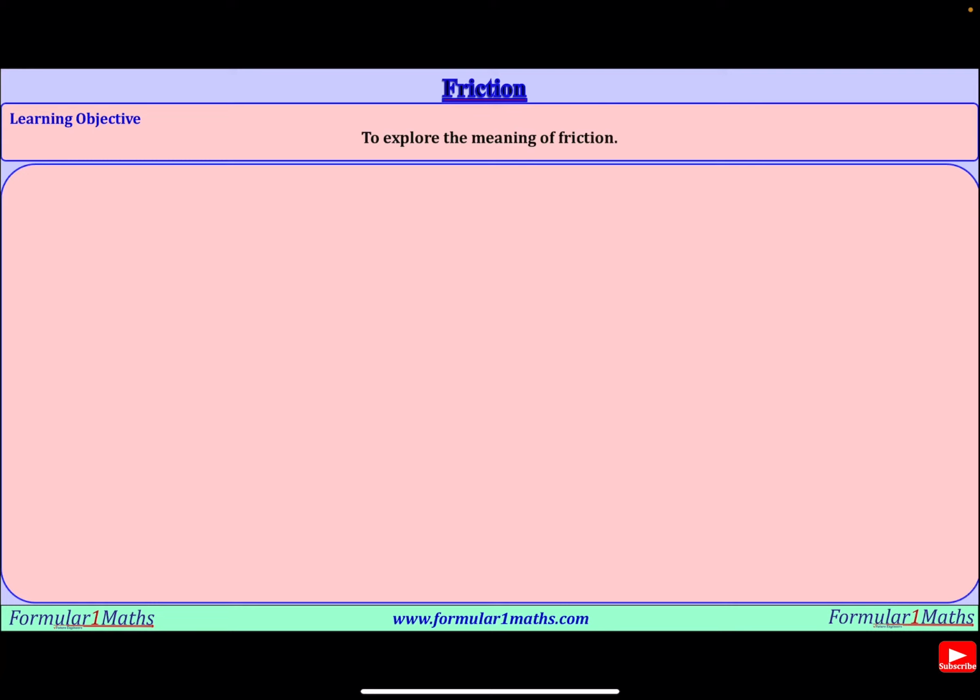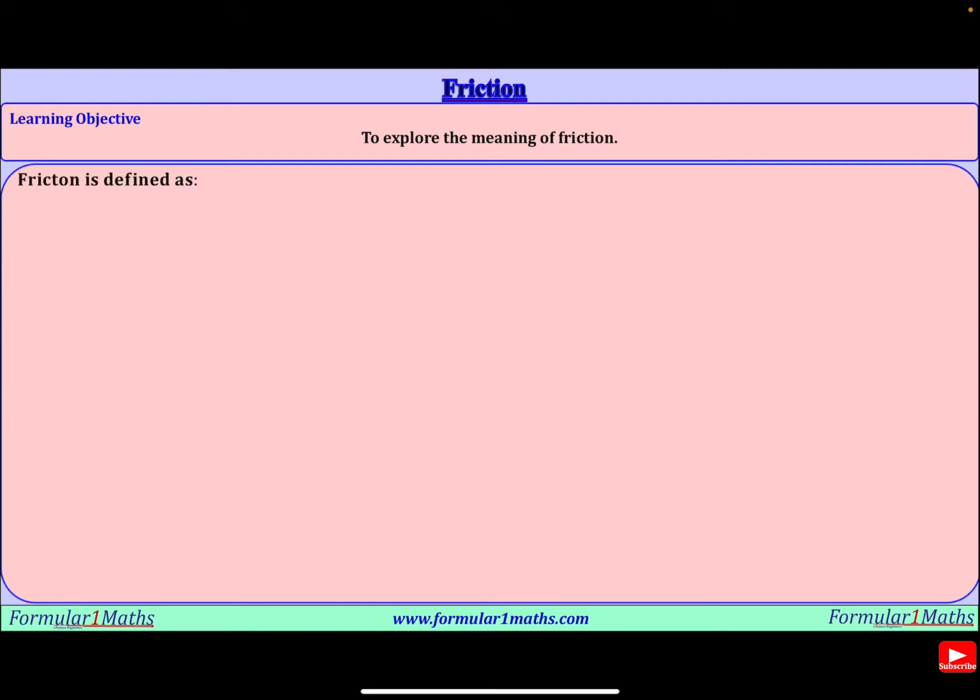Welcome to Formula 1 Maths. This is lesson 5.3 for GCE A-Level Applied Maths, Year 2. In this lesson, we are going to explore the meaning of friction and learn to solve questions involving friction.